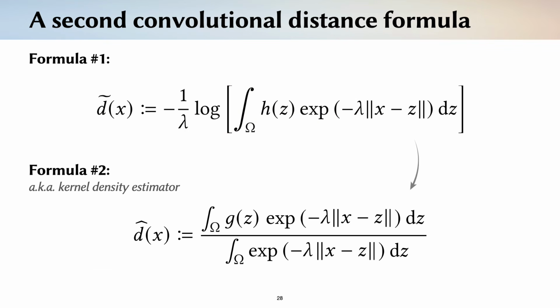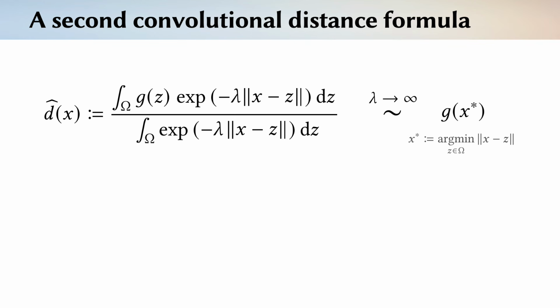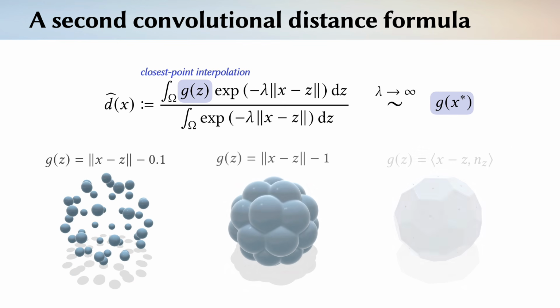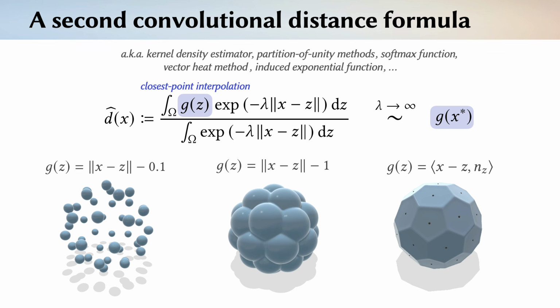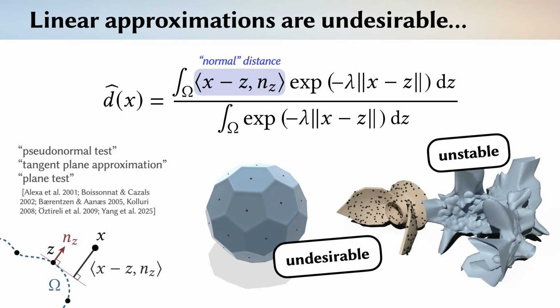Using a similar asymptotic argument as before, the second formula instead approximates the value of g at the closest points. In contrast to the first formula, this lets us control the shape of the estimated surface through the function g. The second formula also secretly underlies many methods, and probably the most common instance simply uses the distance to an estimated tangent plane around each point. Unfortunately, this gives undesirable shape completions and also is very unstable in practice.